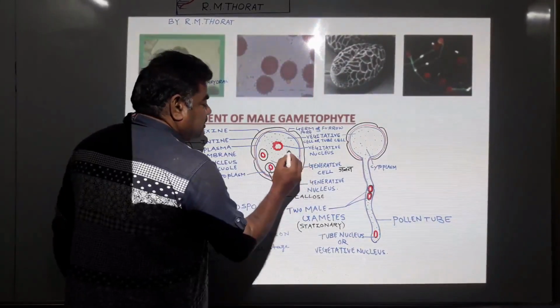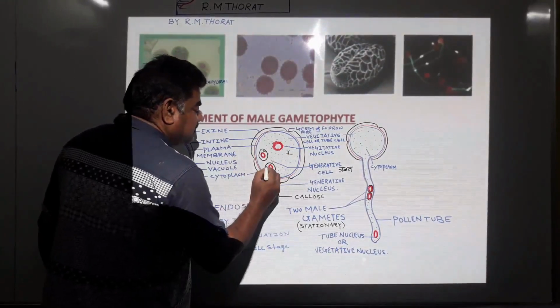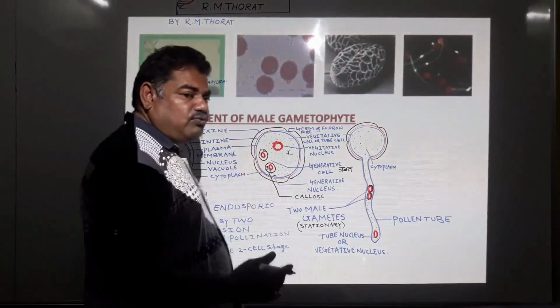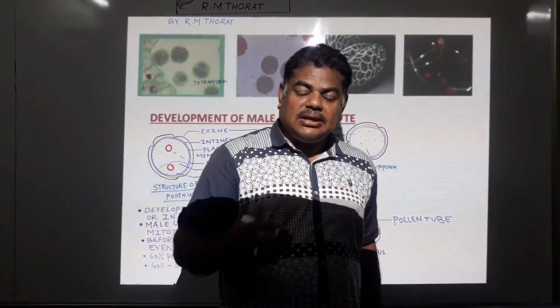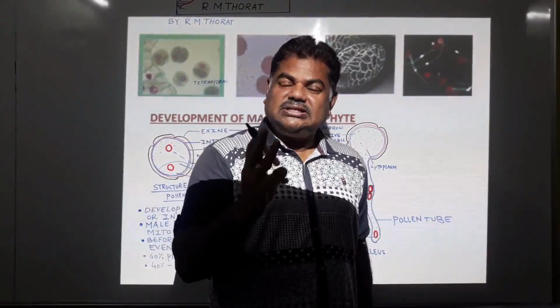Now this one is the first cell, this one is the second cell, and this one is the third cell. Nearly 40% of angiospermic plants release pollen grains at such a three-cell structure.